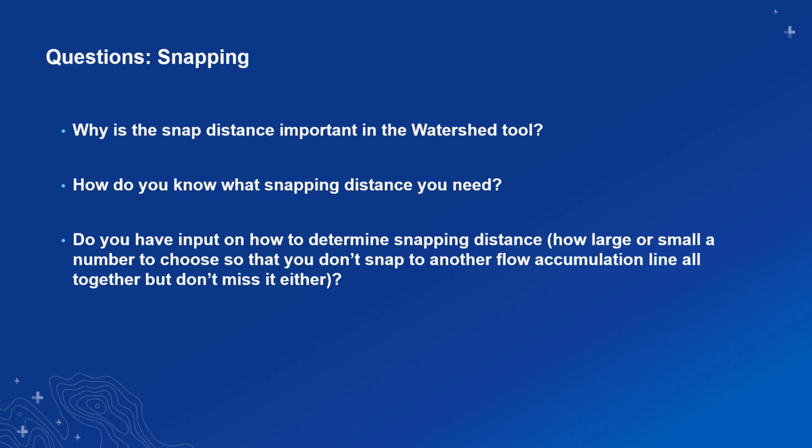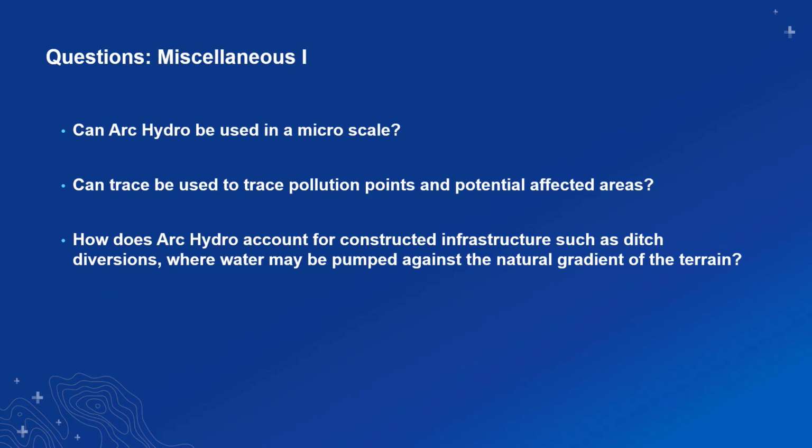I also often use a flow trace tool first. I click on a location somewhere upstream from my point of interest, get a trace, then zoom in and place my point in the flow trace result closest to my point of interest, and then delineate the watershed without any snap. Next group are some miscellaneous questions.